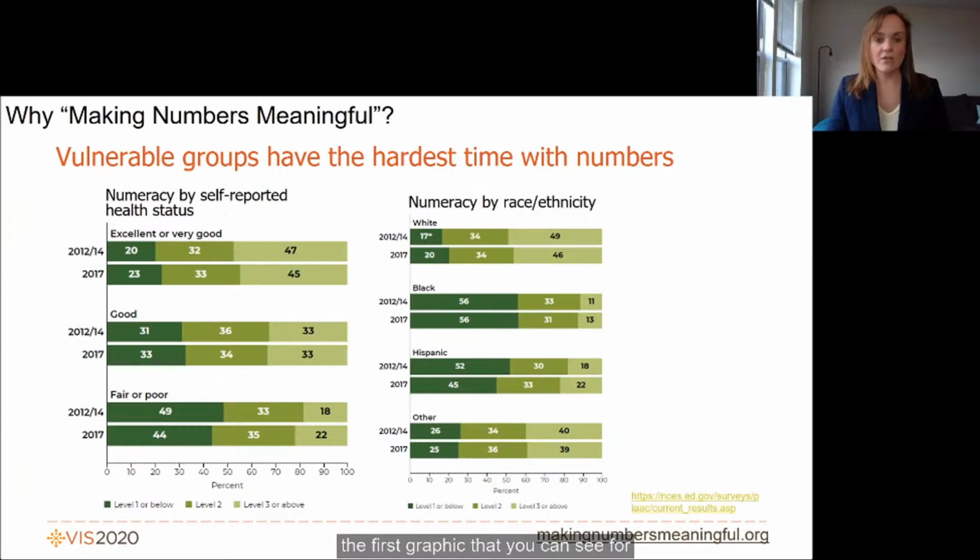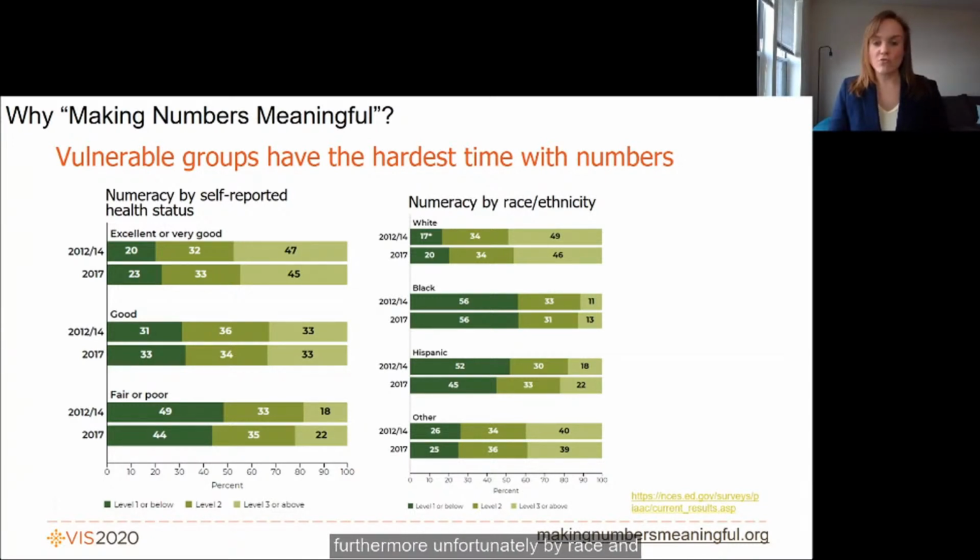So in the first graphic that you can see, for example, those who had fair to poor health, who probably are the ones that experience the most numbers and really need to be able to utilize them, had the worst time being able to use and interpret numbers.